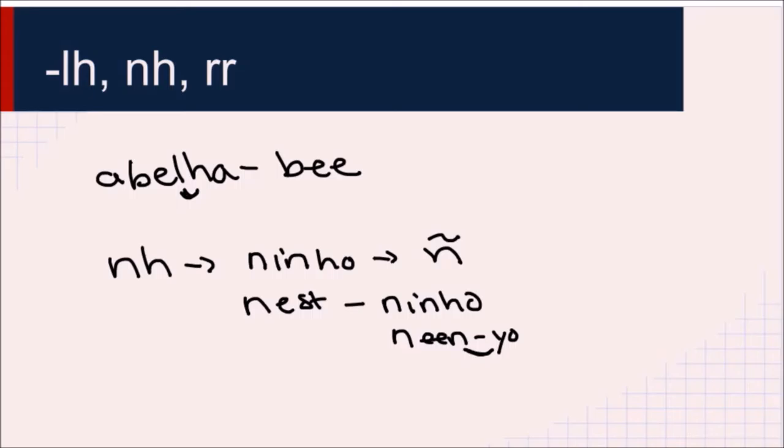And then the double R sound is possibly my favorite sound in Portuguese. So, for example, in Spanish, a double R would be, you'd be rolling the R. Carro. Something like that. In Portuguese, it's actually an H sound. All right, so for example, to say the car, it's not carro, it's carro. A double R becomes an H, more or less. Carro.